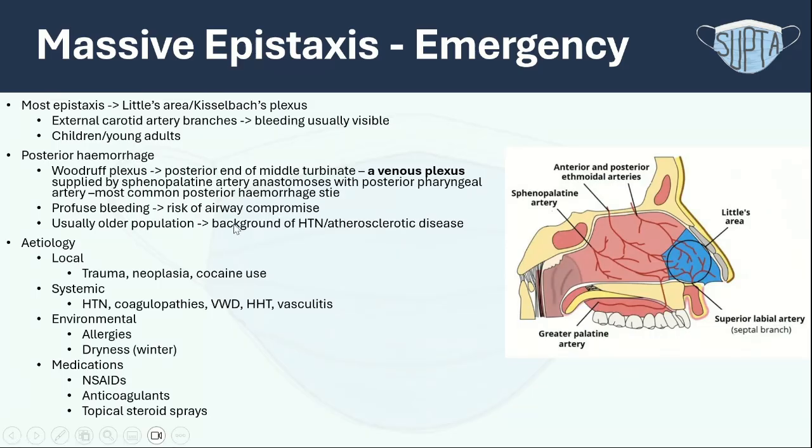And this tends to be the older population with a background of hypertension or atherosclerotic disease. The etiology is mostly local, so things like trauma, neoplasia, cocaine use; systemic, like hypertension, coagulopathies, von Willebrand disease, hereditary hemorrhagic telangiectasia, vasculitis; environmental, so allergies and dryness in the winter season as well. And then NSAIDs, anticoagulants, and topical steroid sprays.